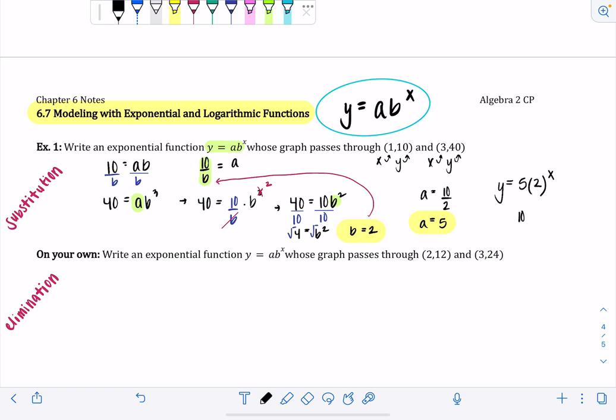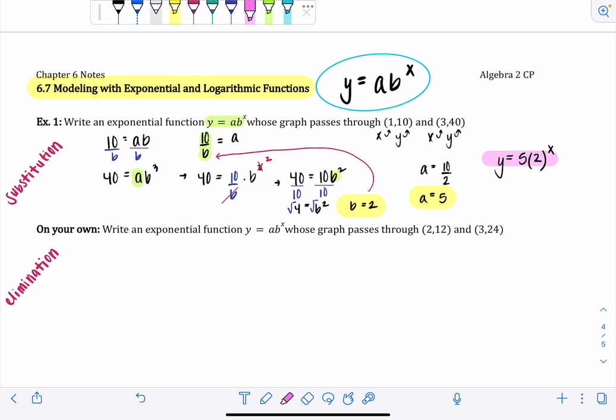And you could not simplify the equation any more than that. You wouldn't multiply the 5 and the 2 to make it 10, because by order of operations, you would need to simplify the exponent first before we multiply the 2 by the 5. And because we don't know what the exponent is, it's just x, we can't simplify the exponent. So we just leave it like that, and that's perfectly fine.